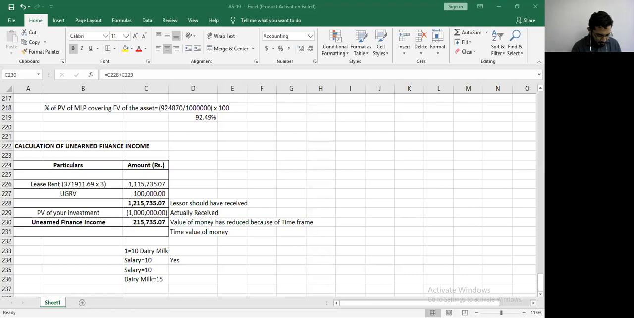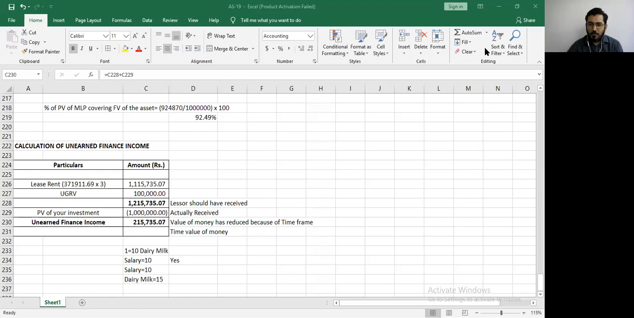Is everyone clear with unearned finance income? Okay, I have one doubt which says the value we received is present value only. Then won't it recover the loss due to value of money? I didn't understand your question. Okay, so Spruha, I request you to again post your doubt properly so that I understand.